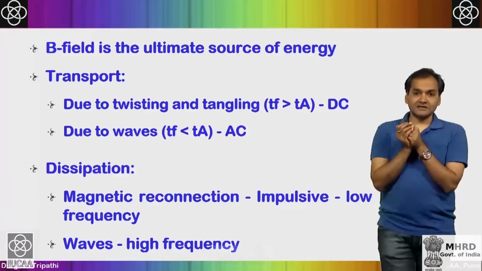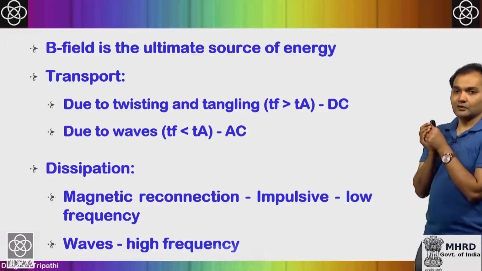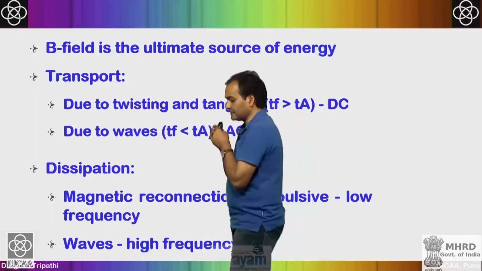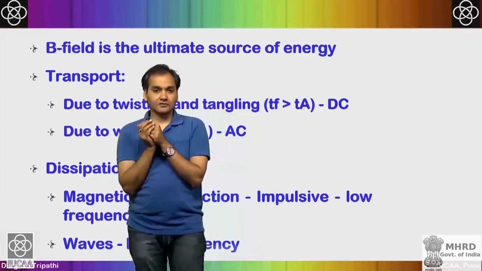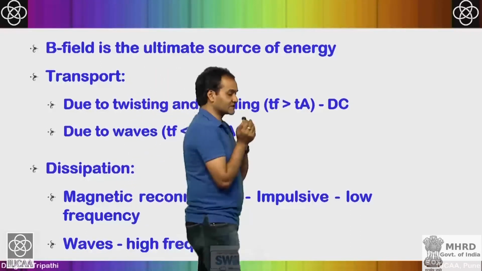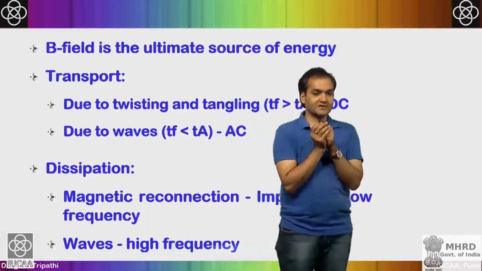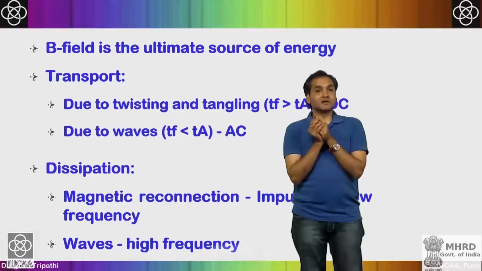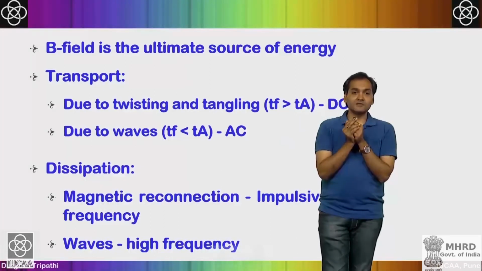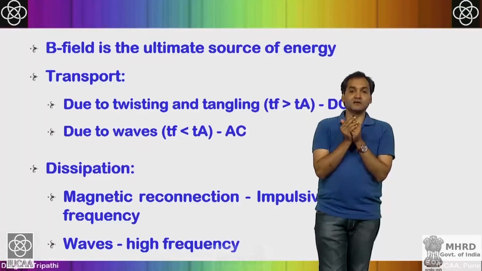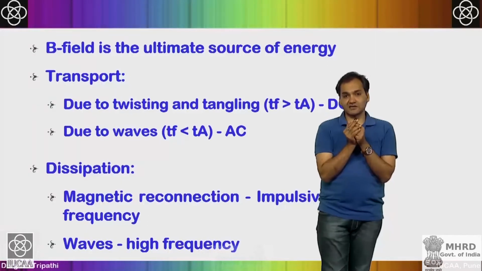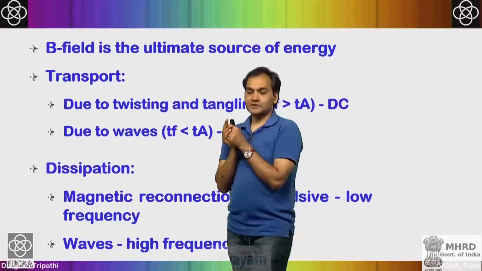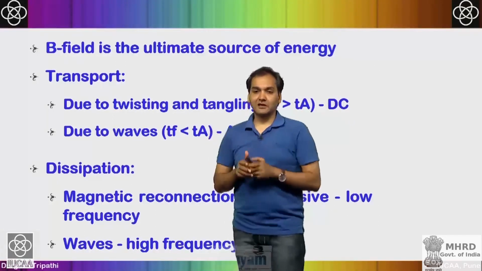If that is happening, then you will have impulsive and low frequency heating, because for magnetic reconnection to happen, you need to fulfill various criteria, and therefore the time scale of that happening will be smaller. Whereas, if you have waves, the waves are appearing all the time, and these waves could dissipate in various ways like phase mixing and mode conversion, and that may mimic the high frequency heating. That means the heating events are happening all the time.